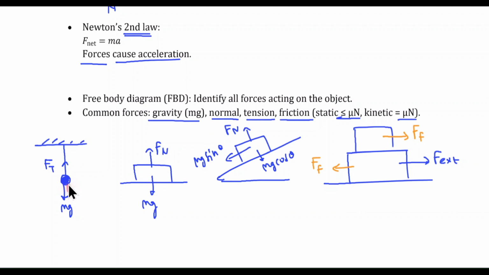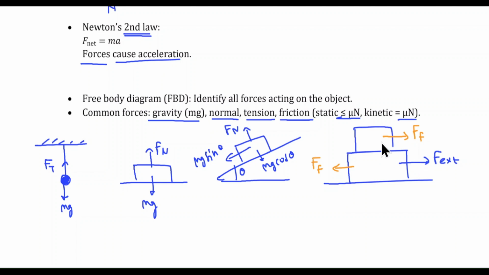Whenever you have a situation like this, tension acts opposite and mg is down. Mg is down, doesn't matter where you see. Fn is obviously perpendicular. But on an inclined plane, you have to be careful that Fn is perpendicular to the surface, and mg is to be resolved as mg sine theta and mg cos theta, where theta is the angle with the surface.